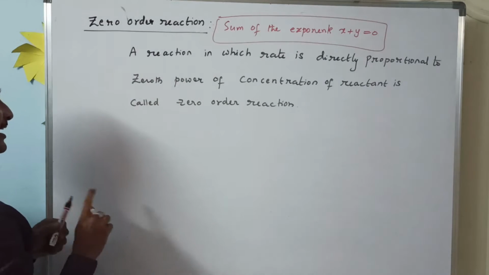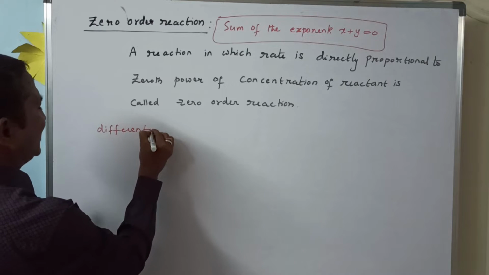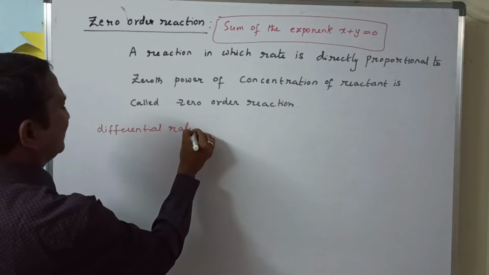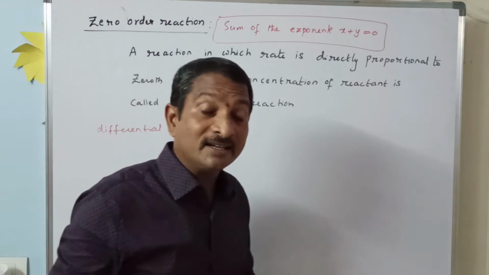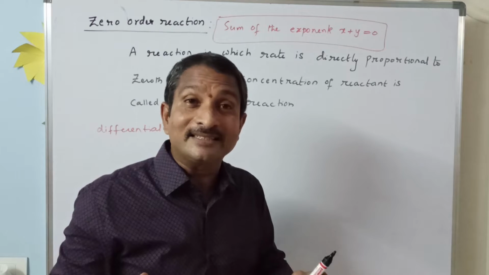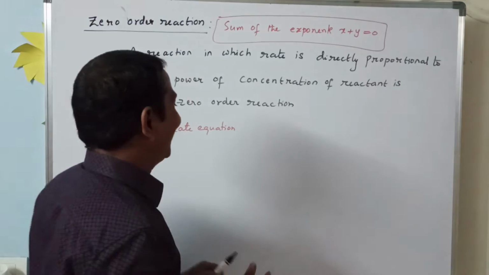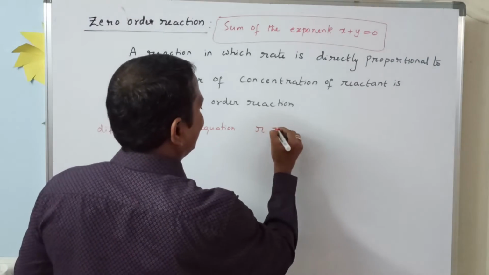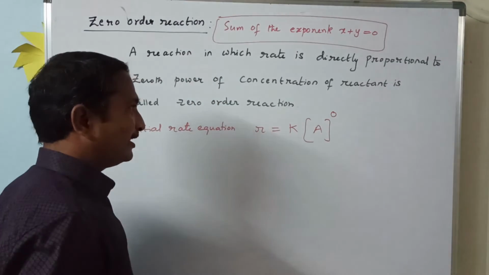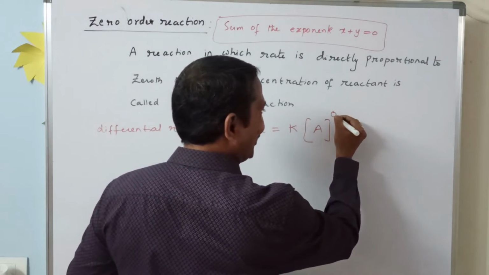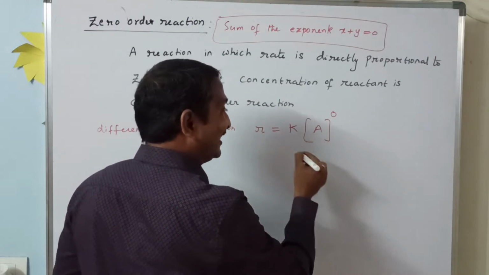See, I am writing the differential rate equation for zero order reaction. What is a differential rate equation? A rate equation that explains the dependence of rate on concentration of reactants in a time interval. So R is equal to k into [A] power 0. Clear all of you? A power 0, zeroth power.